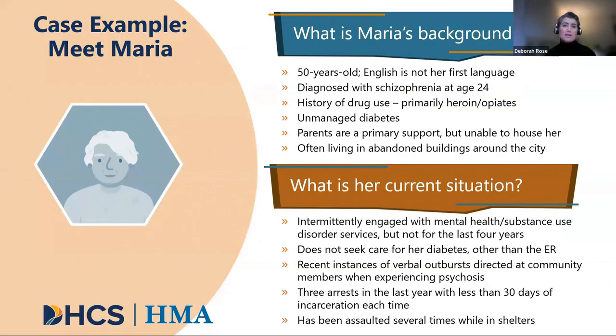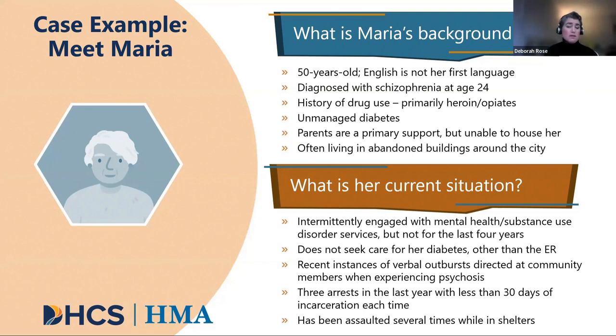We often like to begin by presenting a scenario. It's not a real person, but it's somebody that perhaps we'll encounter as we support individuals throughout the care process. In this case, we're talking about someone named Maria. Maria is 50 years old. She was born and raised in another country, and English is not her first language. She was diagnosed with schizophrenia at the age of 24, and she's had a history of some substance use over the years. She's also living with unmanaged diabetes. While she does have parents who are available to support her, she's not able to live with them because of their living circumstances.